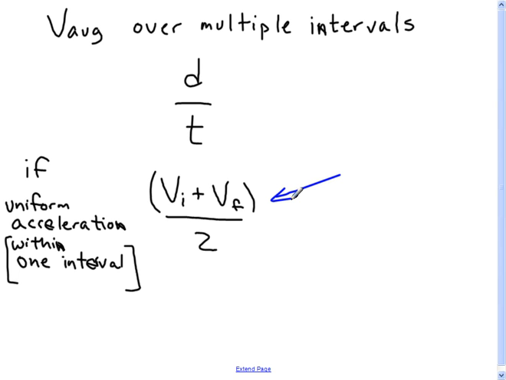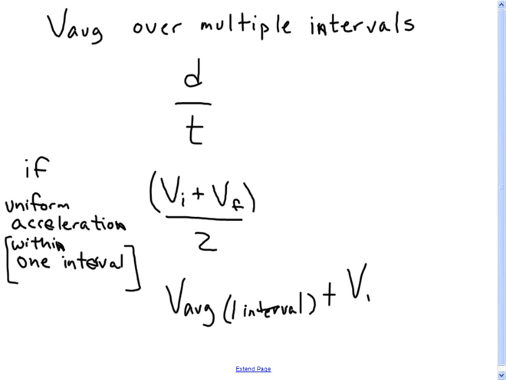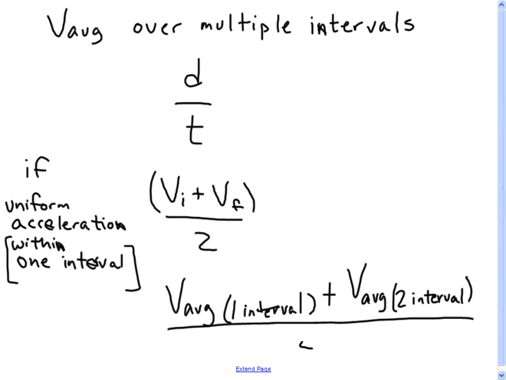And then what you're really asking is, can I make a new equation? And that new equation be V average in one interval plus V average in the second interval. Can I just mathematically average the two together and get the average? Well, let me ask you this question.